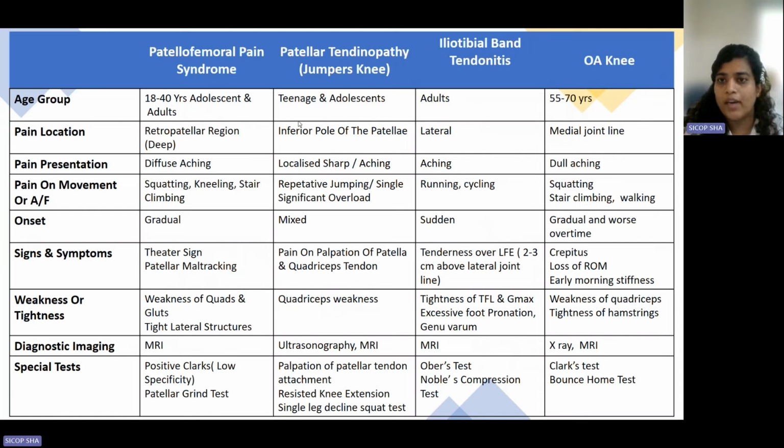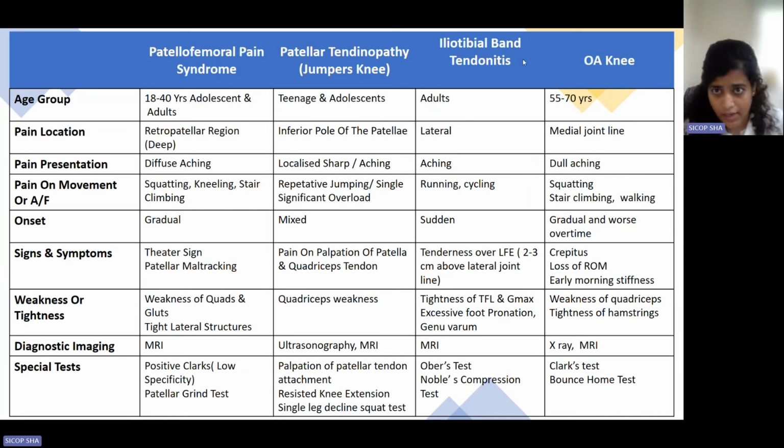IT band tendinitis, as I said, is usually seen in adults who are mostly runners, sports people, right? The pain location is on the lateral compartment of the knee. The patient complains of aching type of pain, which is sudden in onset. The patient can have tenderness over the lateral femoral epicondyle. Tightness of TFL is seen with gluteus maximus. Excessive foot pronation is seen with genu varum, right? And MRI is the gold standard.